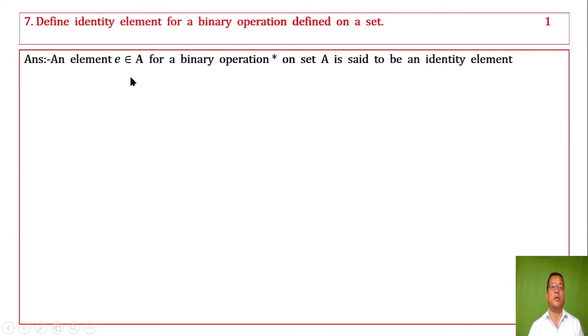An element e belongs to A for a binary operation asterisk on set A is said to be an identity element if a asterisk e equal to e asterisk a equal to a for all a belongs to A. This element e is called identity element for the binary operation asterisk on the set A.